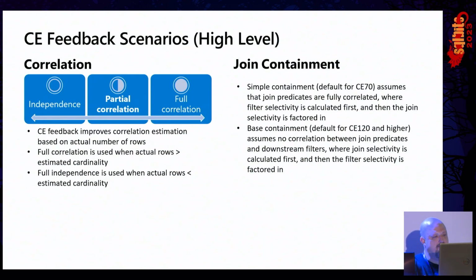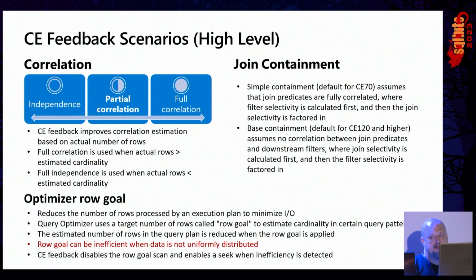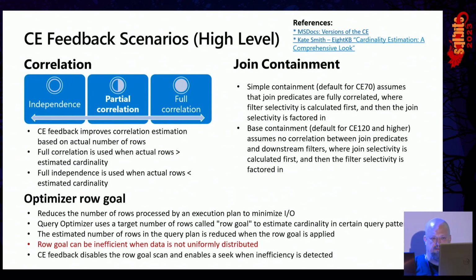So again, Kate has a deep dive on this. These are the model scenarios that CE feedback is looking at: correlation, join containment, and optimized row goal. I definitely would look at MS-DOC's version of the CE feedback documentation. And Kate has a great talk on cardinality estimation, a comprehensive look. Key thing is if you're just looking at, hey, I just want to get this because I know I'm running into this problem, SQL Server 2022, DB Compat 160, okay? Otherwise, yeah, I would go through this, and this is kind of the deep dive of what you're looking at.